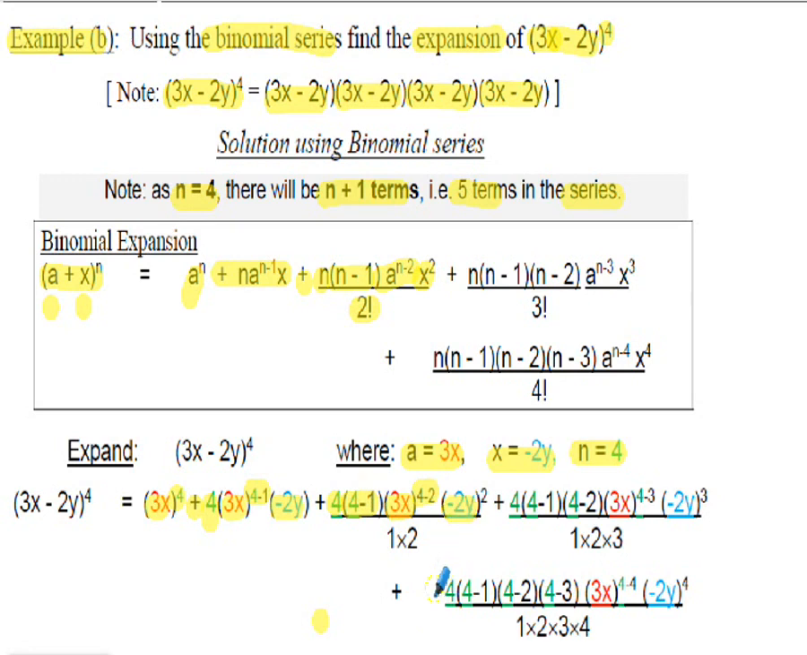X is minus 2y, and that's squared, and that's over factorial 2, which is 1 times 2. Going to my fourth term here, I've now got 4, which is the n, times n minus 1, which is 4 minus 1, times n minus 2, which is 4 minus 2, times a, which is 3x raised to the power of n minus 3, 4 minus 3, multiplied by the x, minus 2y in this case, raised to the power of 3, all divided by factorial 3, which is 1 times 2 times 3. I'll let you look at the fifth term here on your own.